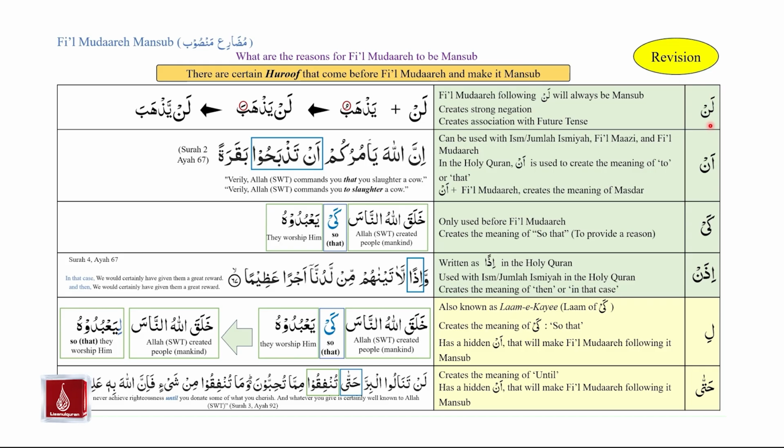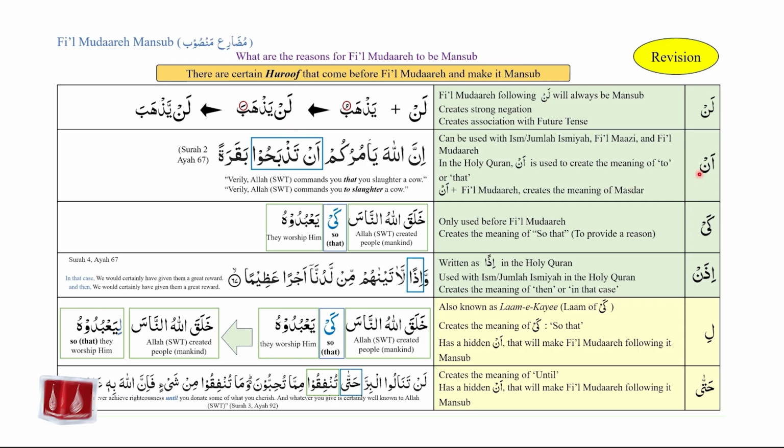In the case of lan, fi'il mudare following lan will always be mansub. Lan creates strong negation and it creates association with the future tense. And we studied the example of lan plus yazhabu becoming lan yazhaba. And in this case, we clearly see that the pesh on yazhabu, which is fi'il mudare marfu, is being converted into zabar in the case of yazhaba, which is fi'il mudare mansub. The change from marfu to mansub is occurring because of the addition of lan.